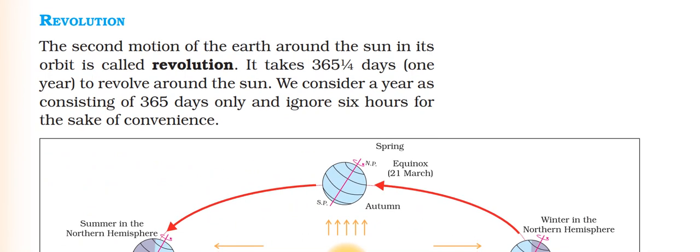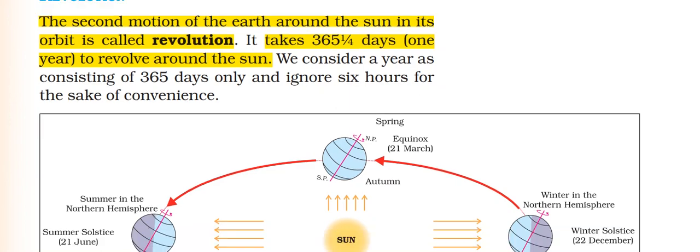So what is revolution? The second motion of the Earth, around the Sun in its orbit, is called revolution. It takes 365 and a quarter days to revolve around the Sun. We consider it as 365 days only. Ignore the 6 hours for the sake of convenience.